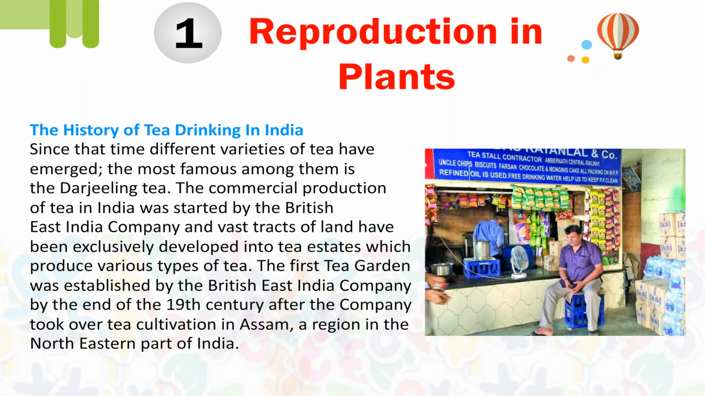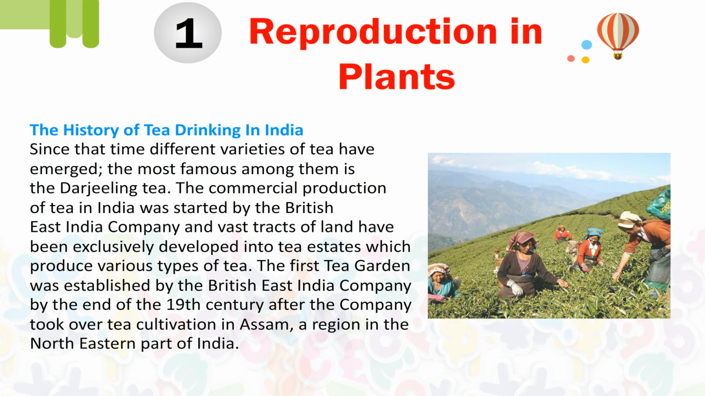The commercial production of tea in India was started by the British East India Company, and vast tracts of land have been exclusively developed into tea estates which produce various types of tea. The first tea garden was established by the British East India Company by the end of the 19th century, after the company took over tea cultivation in Assam, a region in the northeastern part.